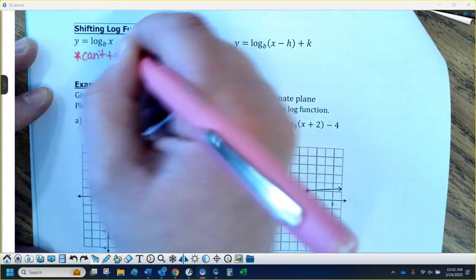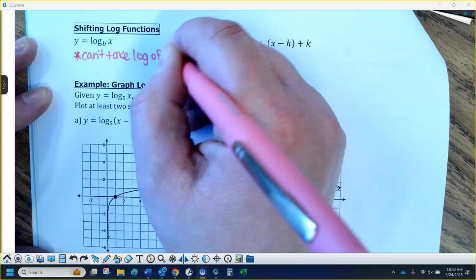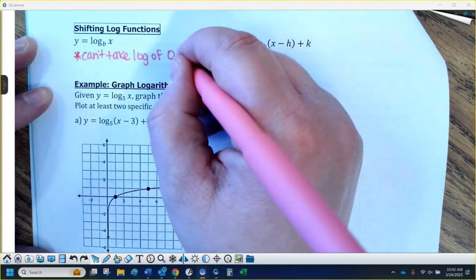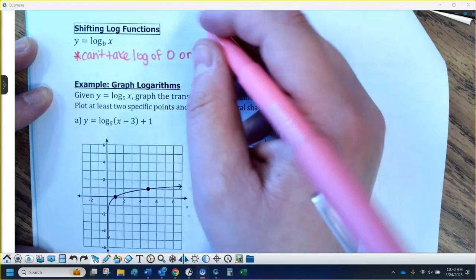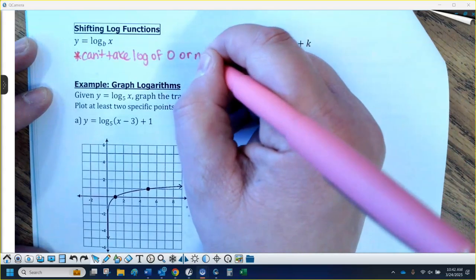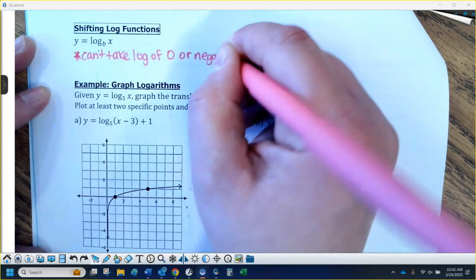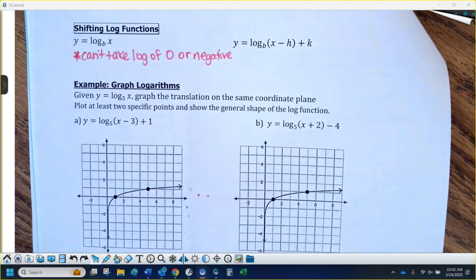One thing I do want to remind you: you can't take the log of 0, that's not defined. That's your asymptote if you don't have any shifting, or a negative. So we're going to have these vertical asymptotes that prevent us from moving to the left side of wherever that asymptote is, because that'll prevent you from taking the log of a negative number. And the shifting works just like every other graph that we have shifted, okay?